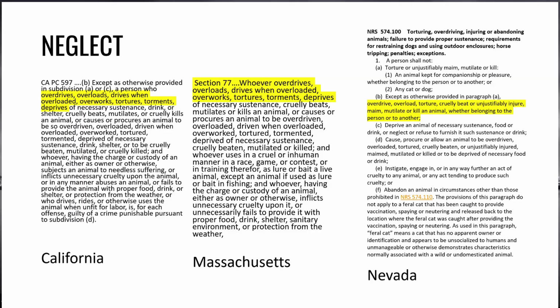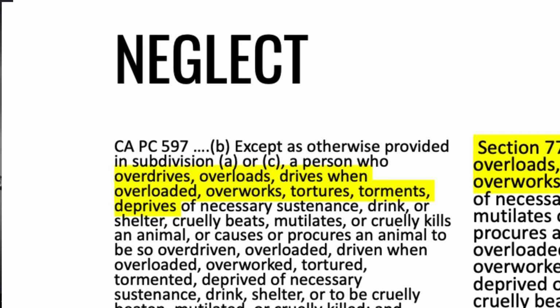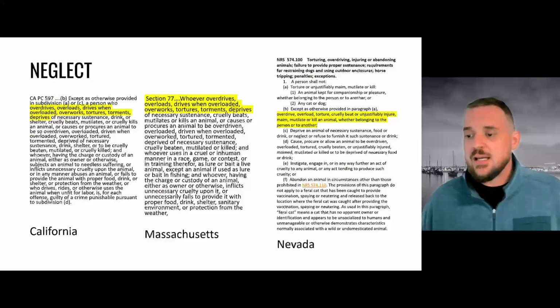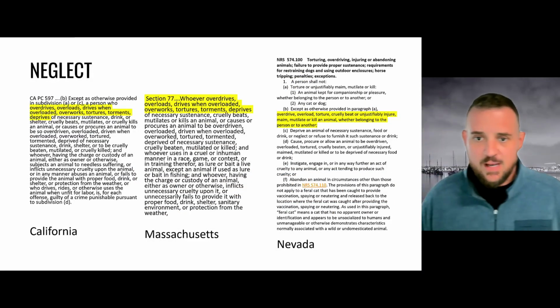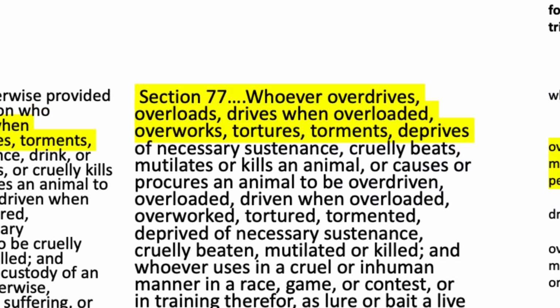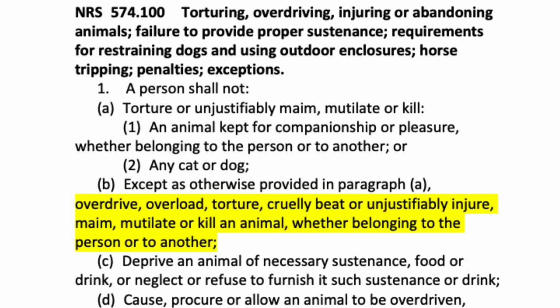So here's California. You're going to see a person who overdrives, overloads, drives when overloaded, overworks, tortures, torments, deprives of necessary sustenance. That's our general neglect law here in California. Interestingly, as you look through other states, the middle one here is Massachusetts: overdrives, overloads, drives when overloaded, overworks, tortures, torments, deprives. And then looking over at Nevada: overdrive, overload, torture, cruelly beat, unjustifiably injure. You will see a lot of very similar wording.